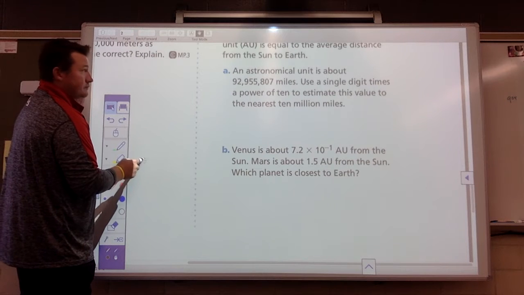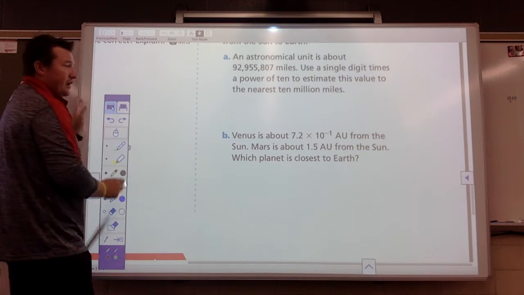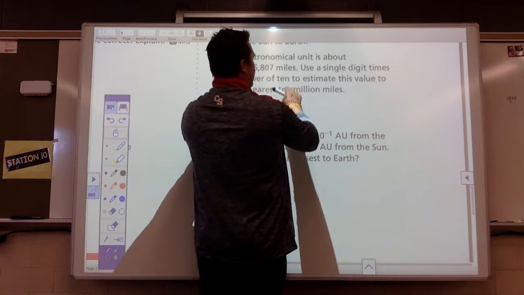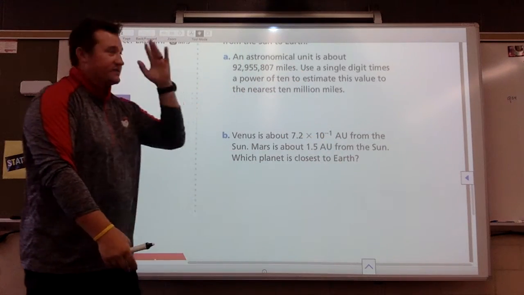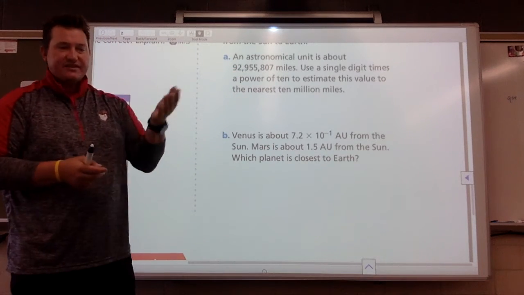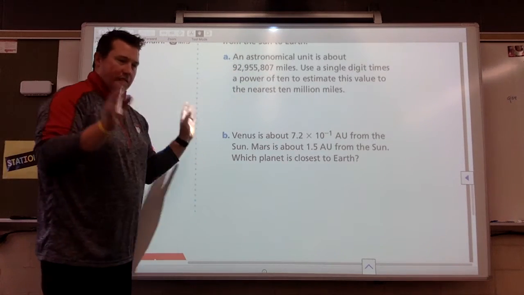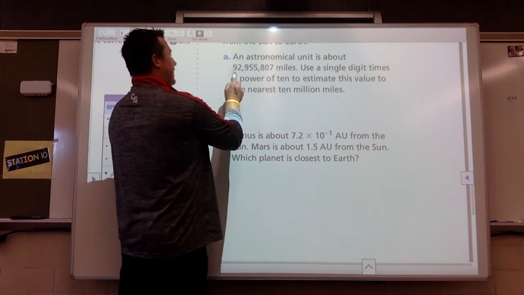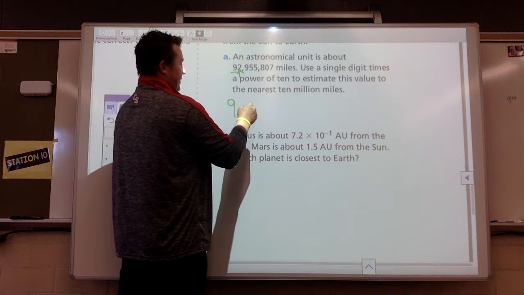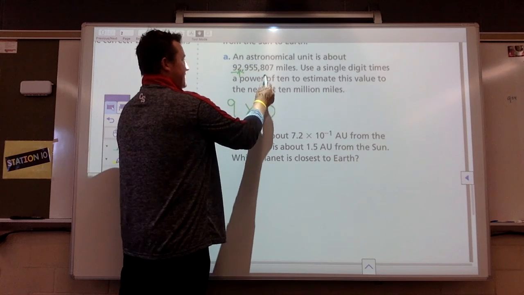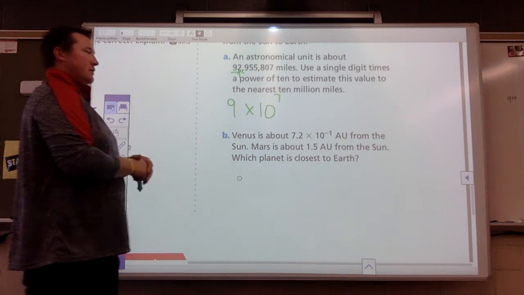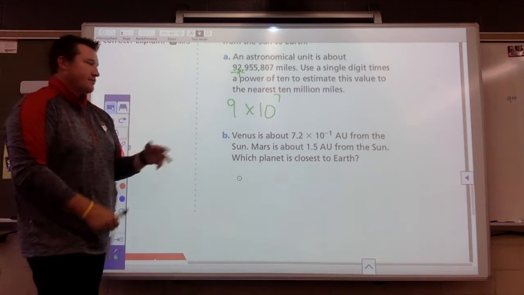Here we go. We just got to be a good reader for one of these questions, guys. It says an astronomical unit, which they call an AU. This is science stuff here. Is about this many miles. Estimate this, right, for us. Okay, we can handle that. So, again, 9, that 2. It's not going to do anything. So this is really going to be 9 times 10. 1, 2, 3, 4, 5, 6, 7. Okay? So there it is.